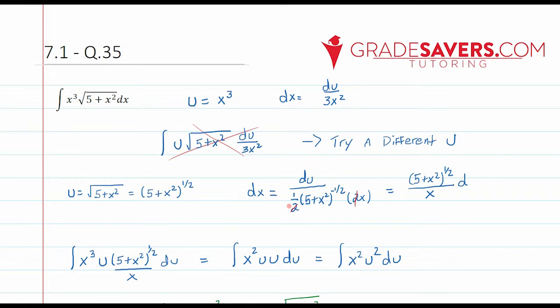Today we're doing question number 35 from section 7.1, which deals with solving integrals by substitution. So this question is a bit of a tough one. The question reads, what is the integral of x cubed root 5 plus x squared?